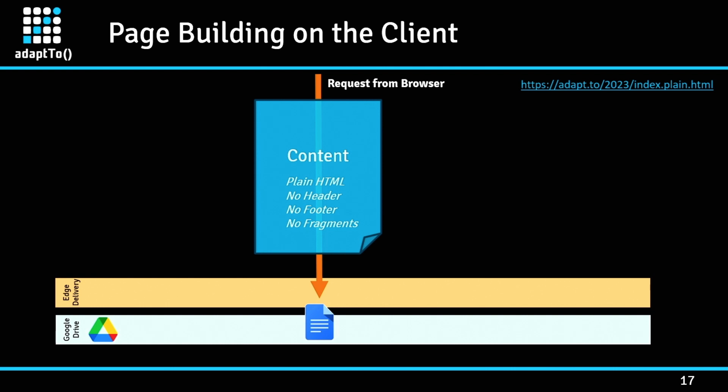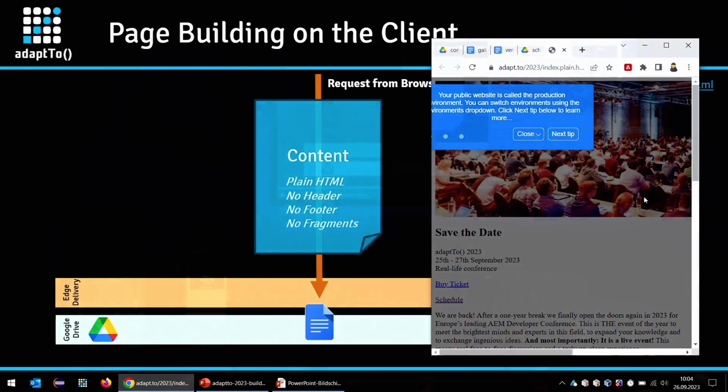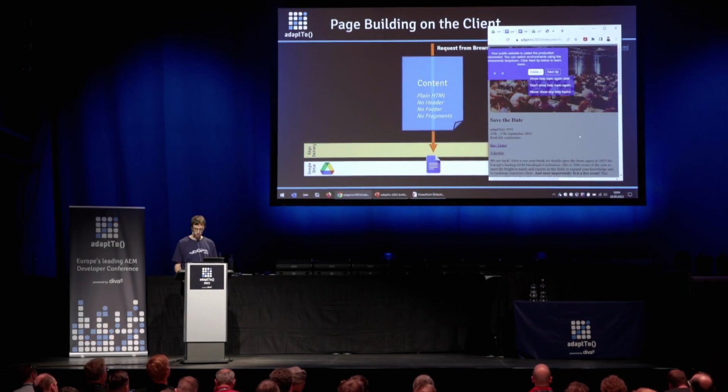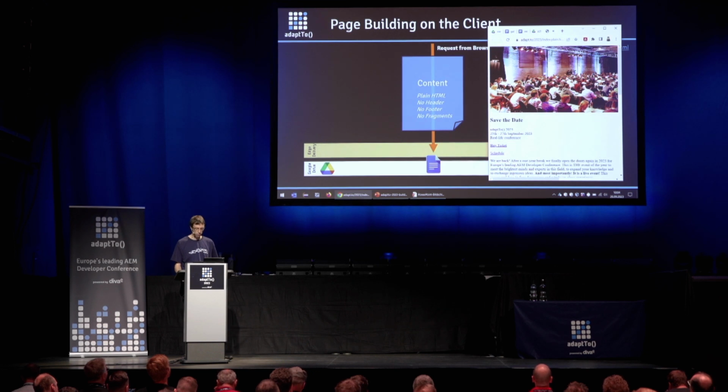Here, if you request a document stored in the Google Drive, for example the homepage document, you get only, I can show you it here. So what you get is really only this. It's the content of the homepage with the teaser and so on, but nothing else. No header, no footer, no fragments, which we are using for teasers and so on. It's really only the content of the homepage.